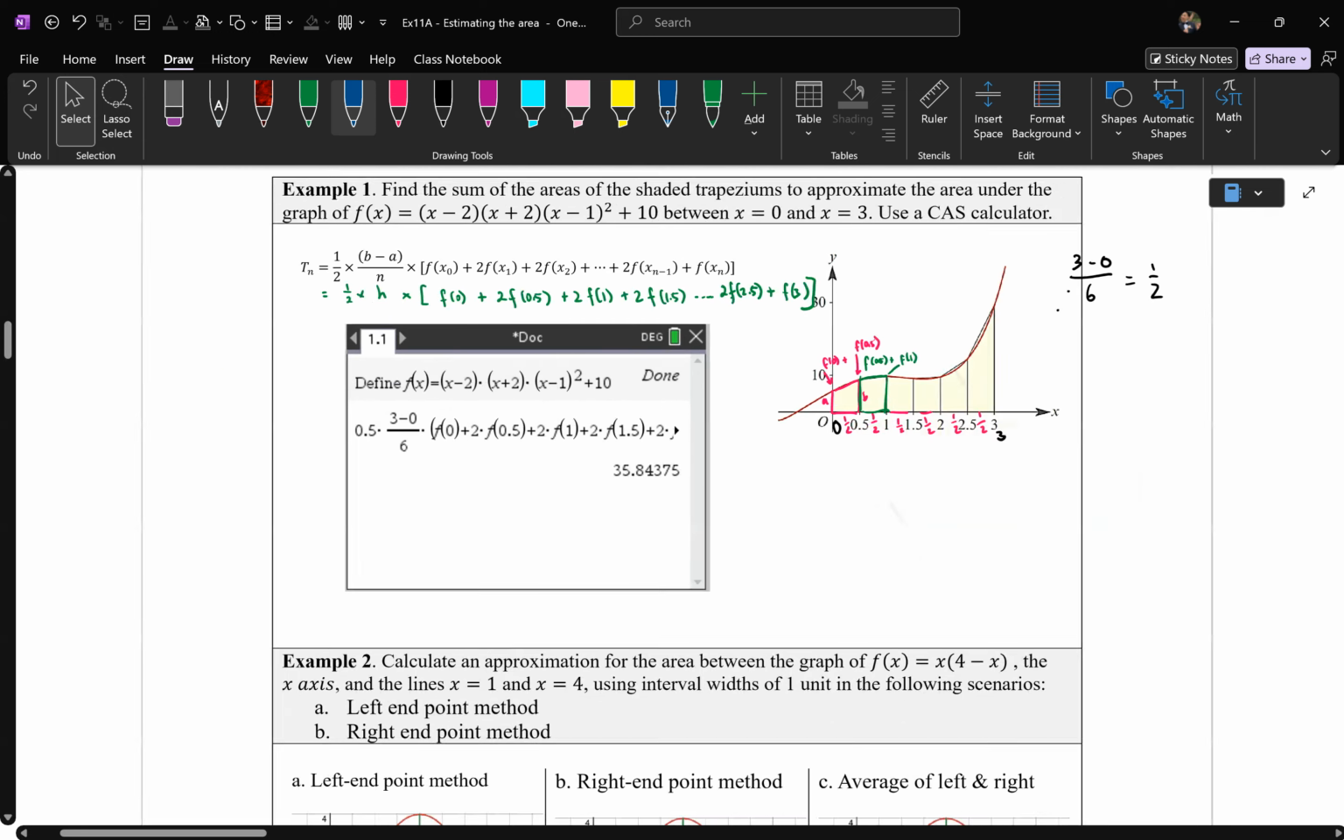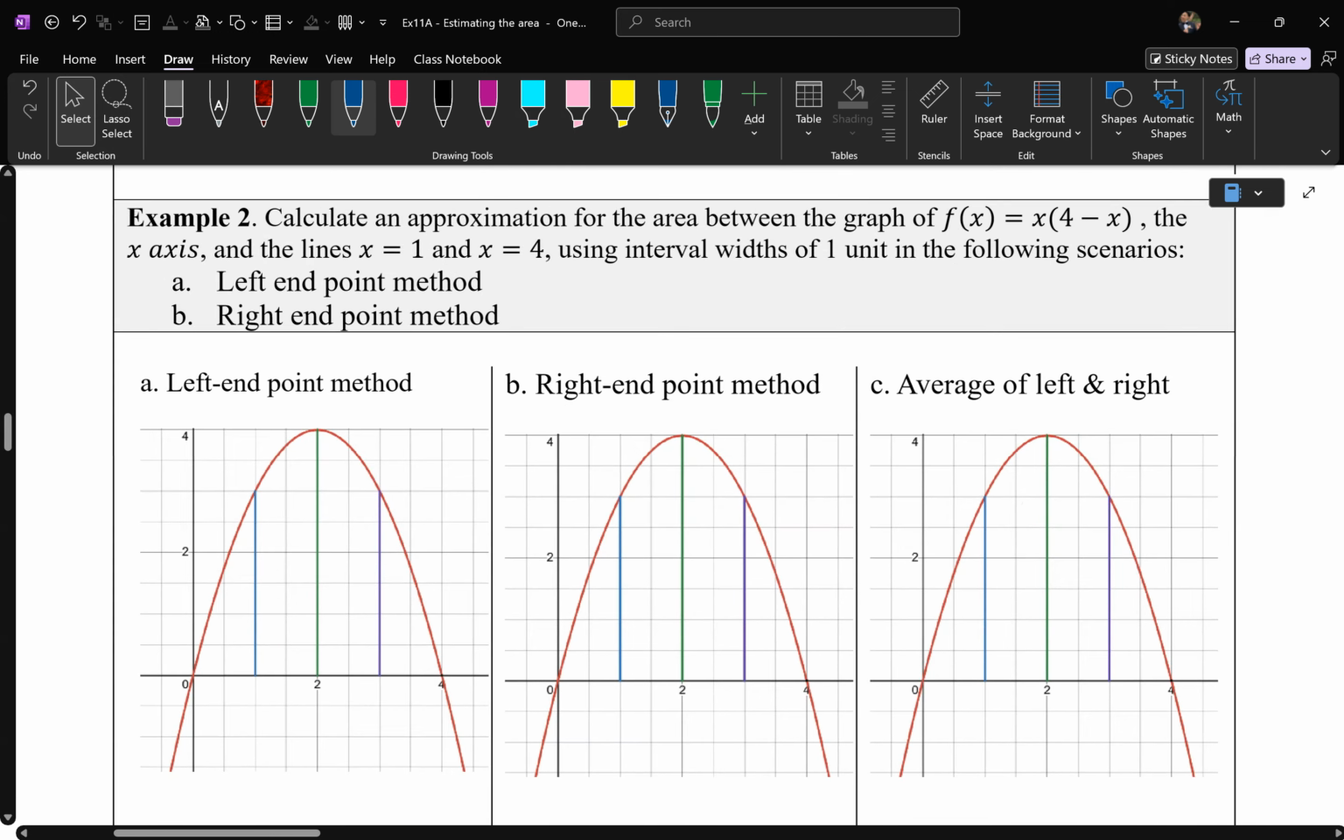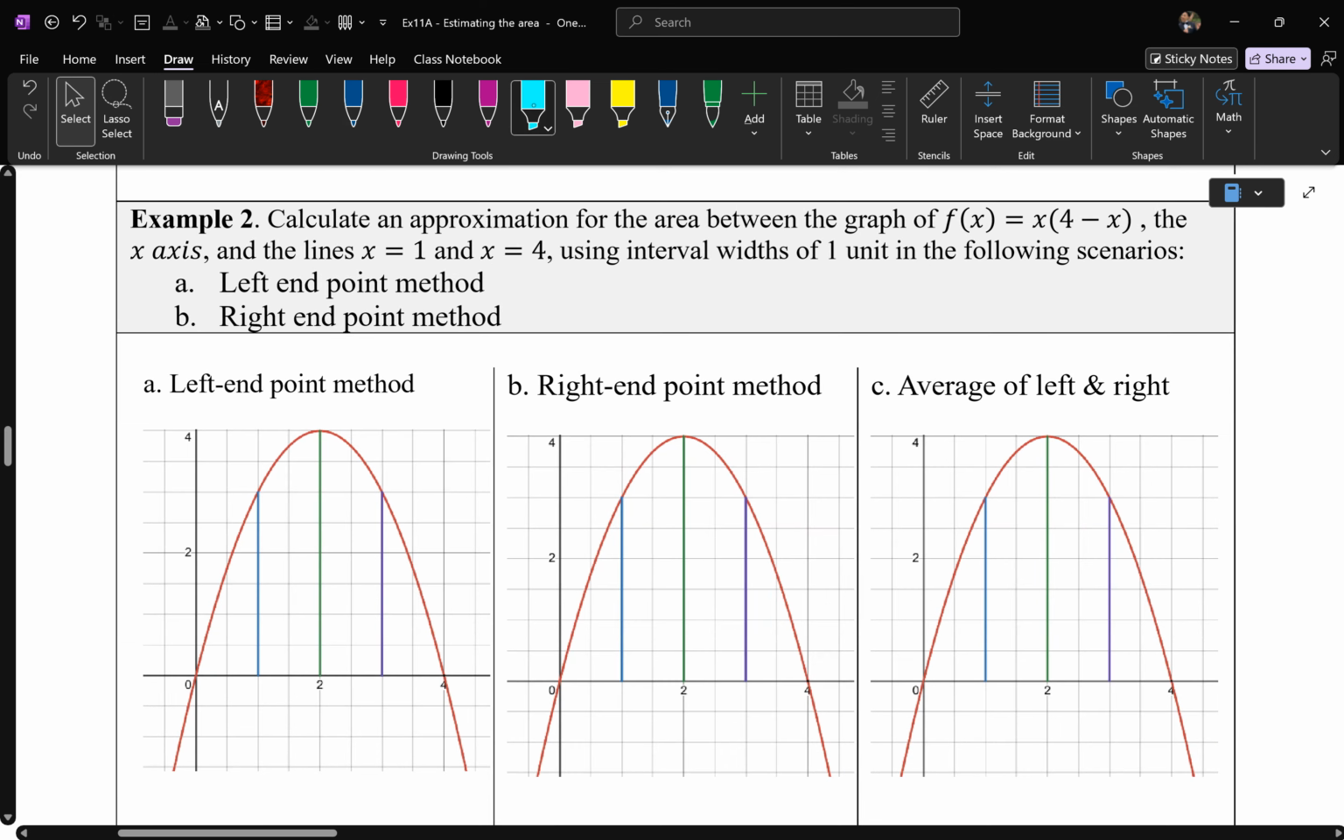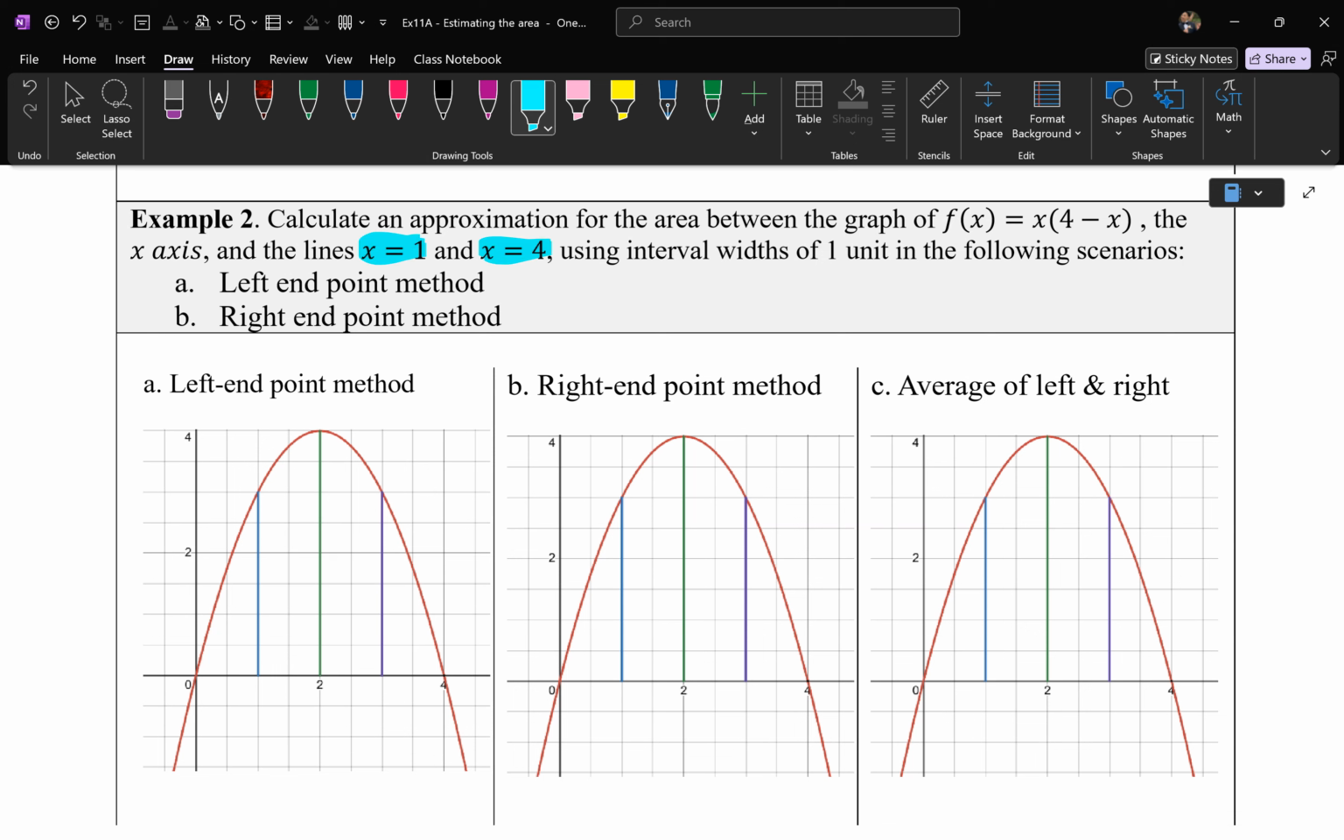Okay, so if you're ready, have a look at this second example. I only want you to draw the left end and the right end estimates from 1 to 4. I want you to do left end first, right end second. And for those who are a bit savvy, see if you can figure out how to do the average of those two visually. We can do it algebraically, but how would you do it visually? What would it look like as an average point?